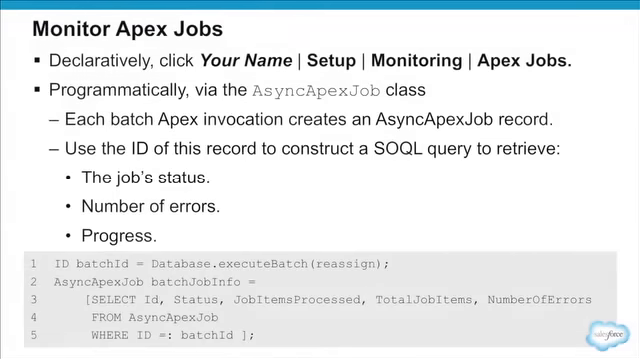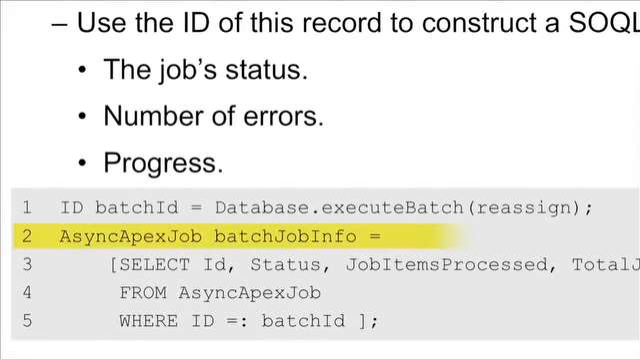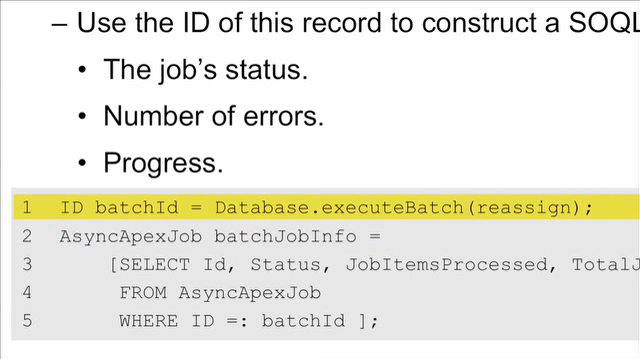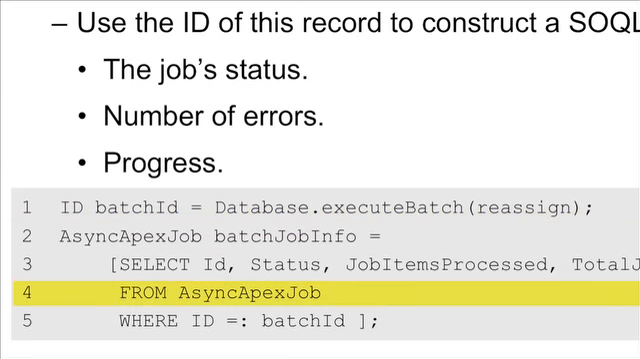You can monitor these batch jobs or asynchronous Apex. You get back this AsyncApexJob. So here, when we're executing Batch Apex, we get back this ID. We can then use this ID to do a lookup in the AsyncApexJob. You guys have already seen this in doing asynchronous Apex when you went to set up monitoring Apex jobs.